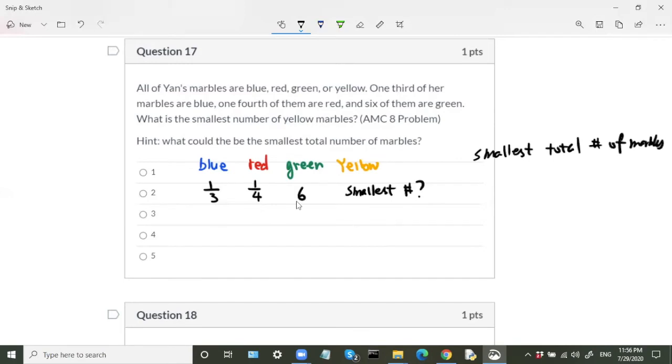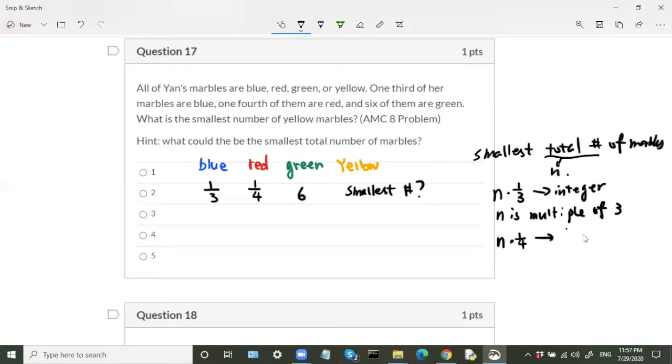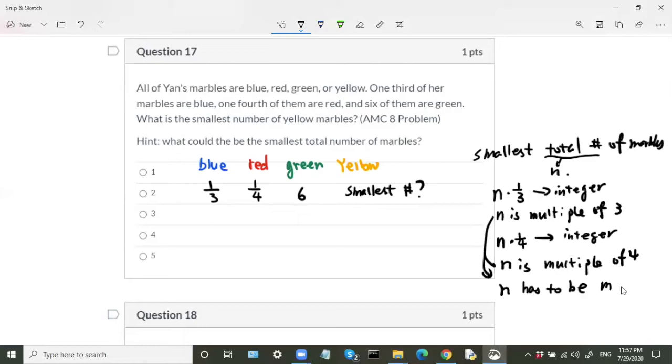So let's say the total number is n. Because we have 1/3 of the blue, n multiplied by 1/3 should be an integer. That means n is a multiple of 3, then you can have an integer. Same reason, n multiplied by 1/4 also has to be an integer, so n is also a multiple of 4. Then these two conditions make n have to be a multiple of 12, 3 times 4.